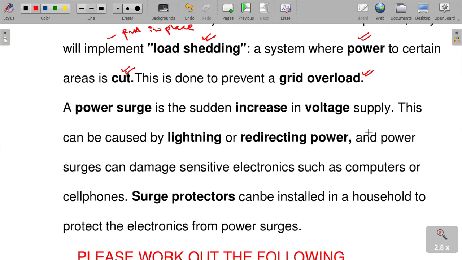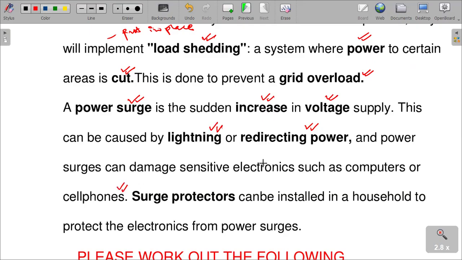A power surge is the sudden increase in voltage supply. It is a sudden increase in voltage supply. This can be caused by lightning or redirecting power. And power surges can damage sensitive electronics such as computers and cell phones.